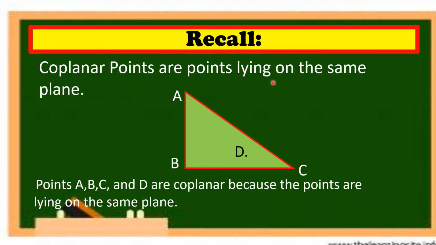Coplanar points are points lying on the same plane. Look at the given figure. We have the following points: points A, B, C, and D. Points A, B, C, and D are coplanar because the points are lying on the same plane.